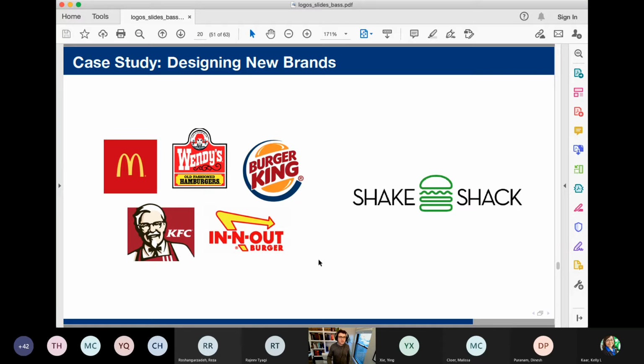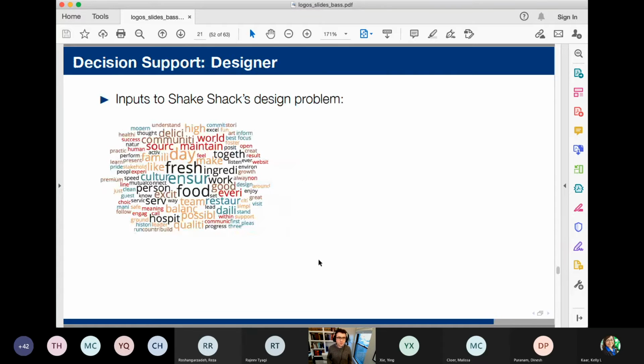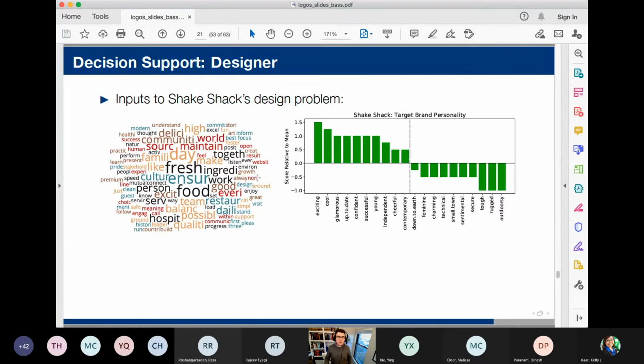Specifically, the way that we can think about designing new brands in this model is through that designer's inference network. We're going to take a bunch of words that we actually took from Shake Shack's real website. Then we're going to input a target brand personality. Now, this was a choice for us. We said, okay, let's suppose our new fast food firm wants to be perceived as exciting, as cool, as glamorous, as up to date, but not particularly outdoorsy, rugged, tough, secure. We thought about this from the perspective of, again, what is Shake Shack likely trying to target here?